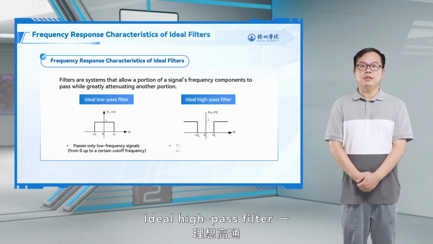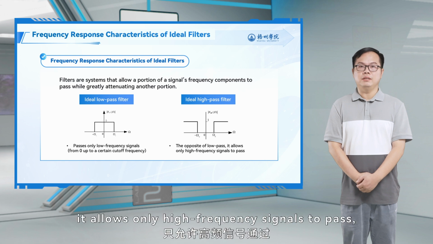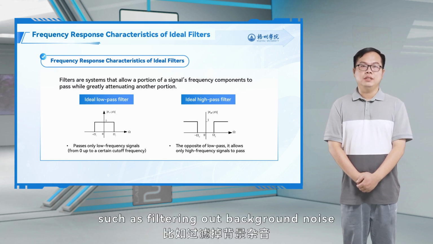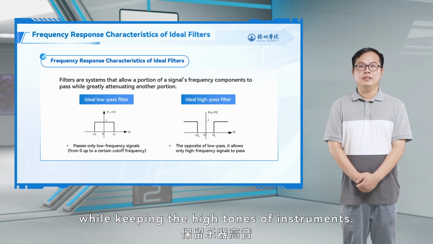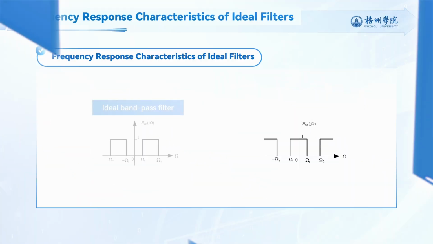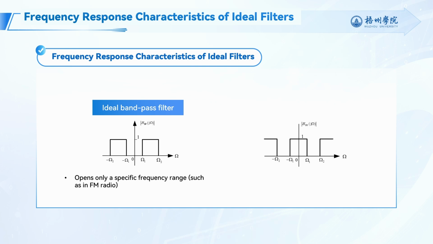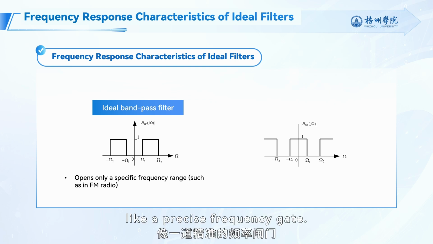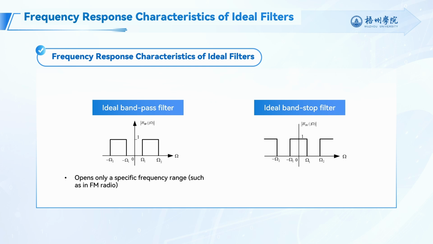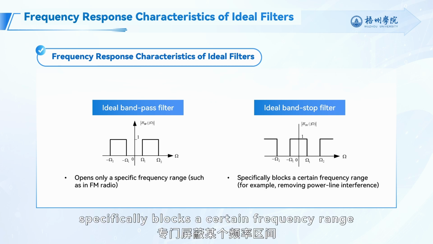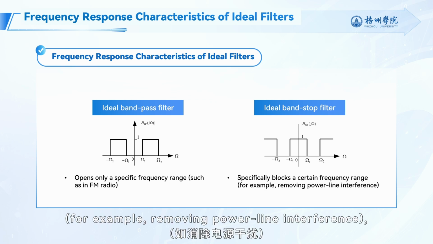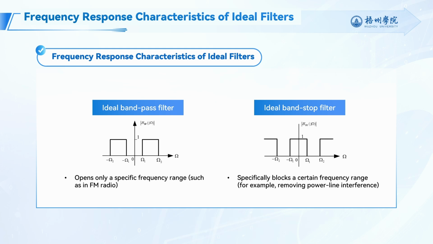Ideal high-pass filter, the opposite of low-pass. It allows only high-frequency signals to pass, such as filtering out background noise while keeping the high tones of instruments. Ideal bandpass filter opens only a specific frequency range, such as an FM radio, like a precise frequency gate. Ideal bandstop filter specifically blocks a certain frequency range, for example, removing power line interference, like patching the signal.